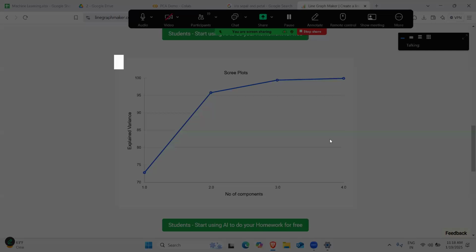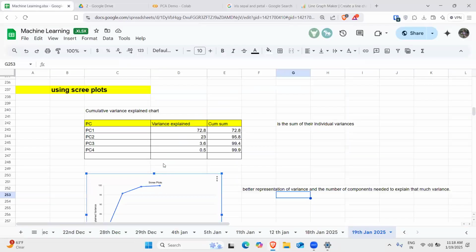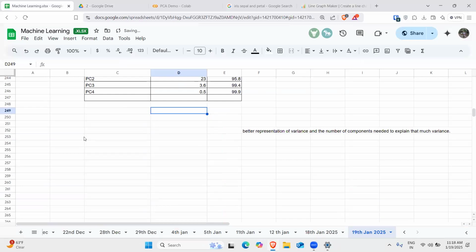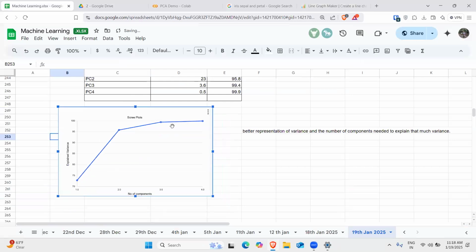Actually, ideally, this should be correct because we were taking it there. Yeah, this is not correct. This is correct, right? Now, if I just select three principal components, how much information am I going to get? Somewhere around 99.9, 99.4, right? That's what the question was.